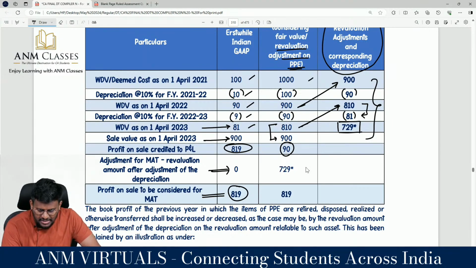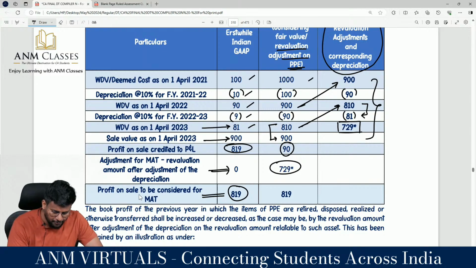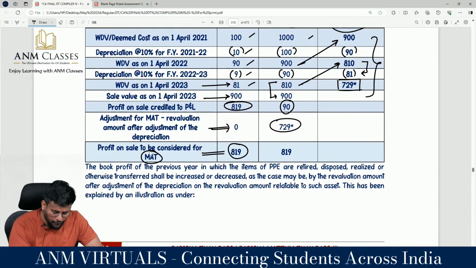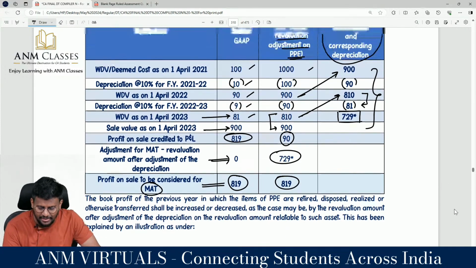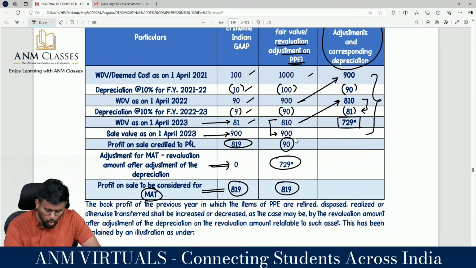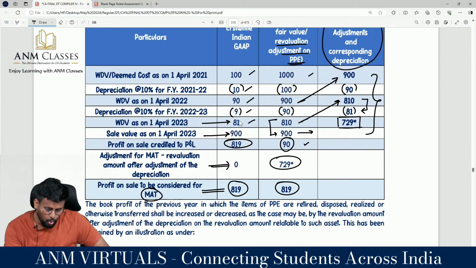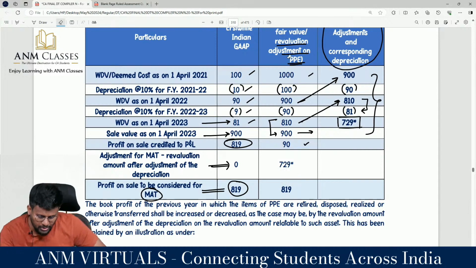Depreciation. If depreciation is provided, it would have been 729. So your profit on sale to be considered for MAT is 729. So profit on sale to be considered for MAT is 819. Sir, you sold for how much? Sale value is 900 rupees. The profit on sale credited to P&L account is only 90 rupees. Correct? But in the books, old system, 81 lakh rupees you have booked.